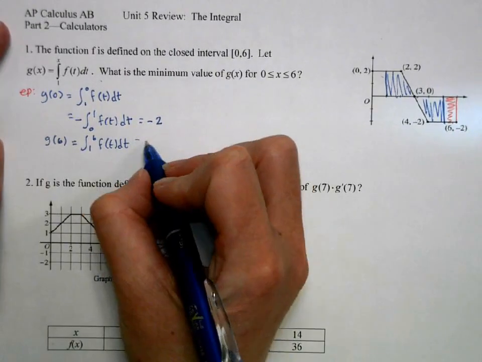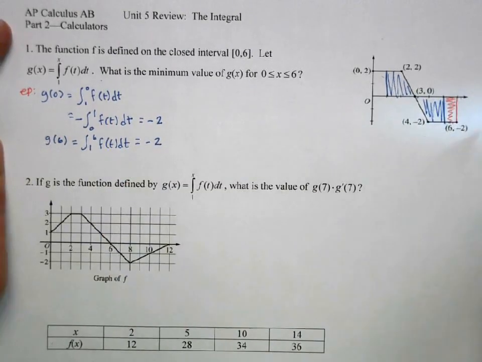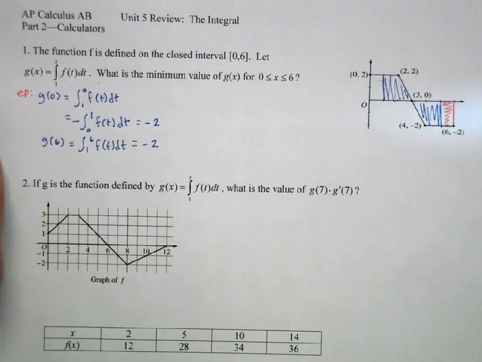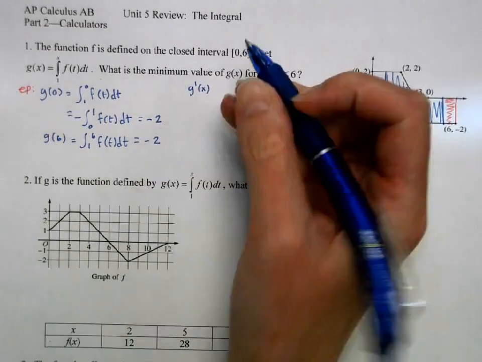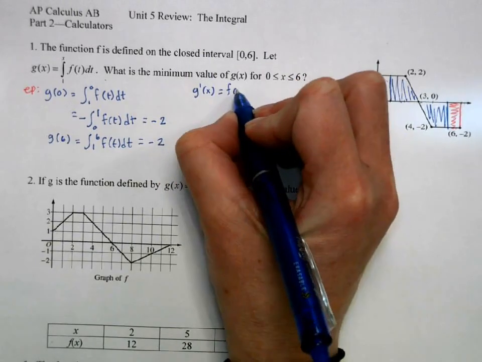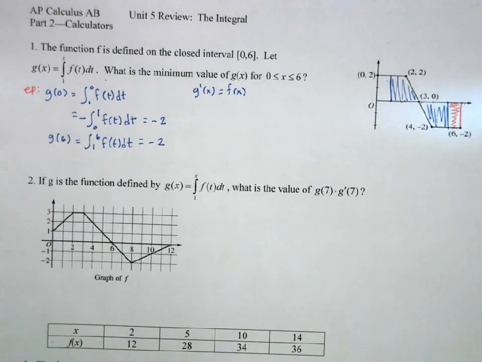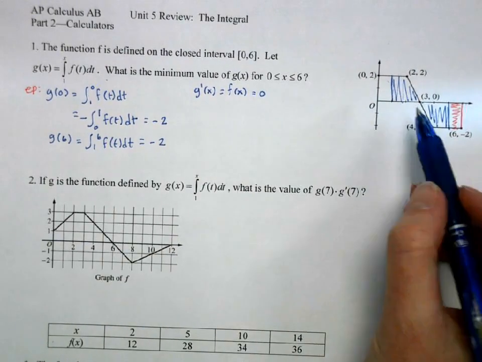The other point is where our critical point is equal to 0. Well, the critical point of g, derivative of this integral, is just f of x from that fundamental theorem before. We want this to equal 0 for a critical value. That occurs only at 3. So my last point I want to check is that critical point.